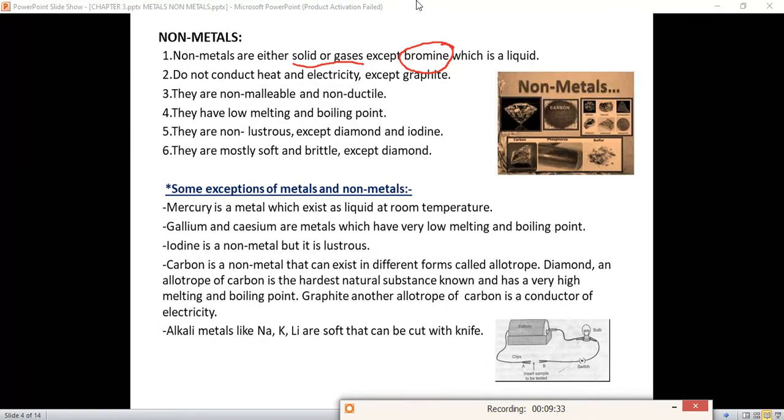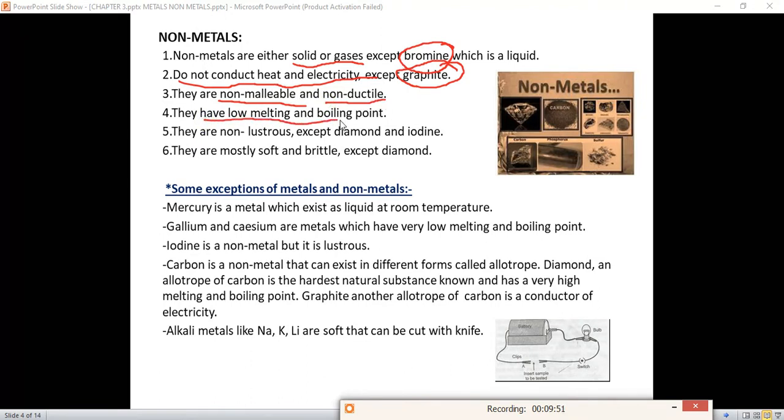What answer will you write for that? Bromine. They do not conduct heat and electricity. Okay, nonmetals do not conduct heat and electricity, but the exception is graphite. Graphite conducts heat and electricity. They are non-malleable and non-ductile, just opposite to metals. You have to write the properties for non-metals.